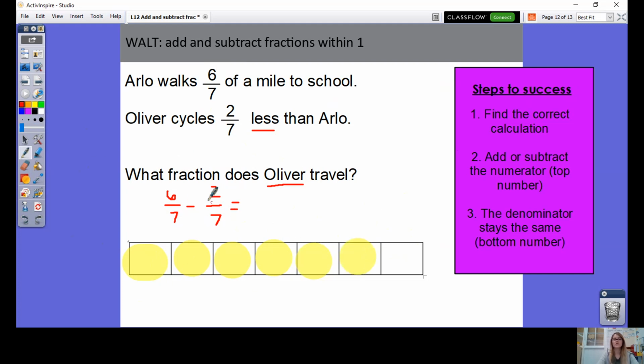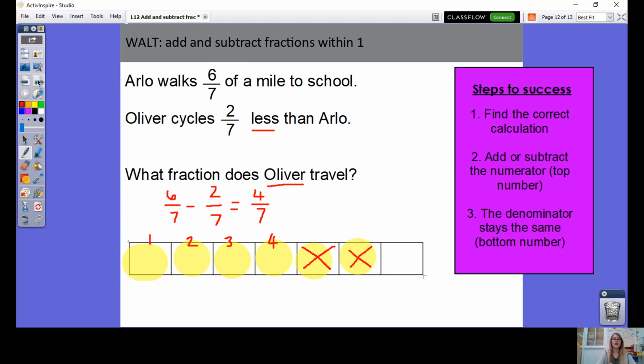So 6/7 subtract 2/7. So I'm going to cross them off like we practiced before. 1, 2. So I started with 6/7. I've crossed off 2, and now I have 1, 2, 3, 4 remaining. So 6 take away 2 equals 4. Remember, I need to make sure my denominator is the same. 4/7. So what fraction does Oliver travel? He travels 4/7 of a mile.